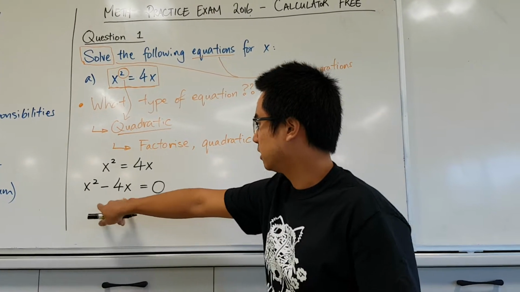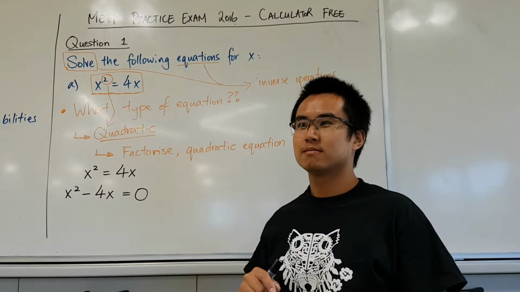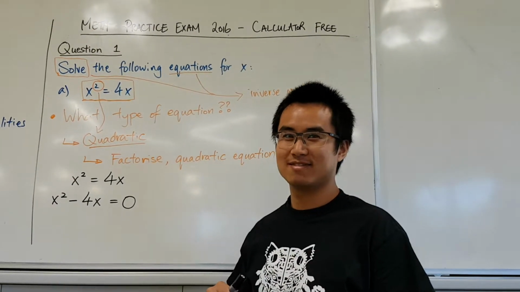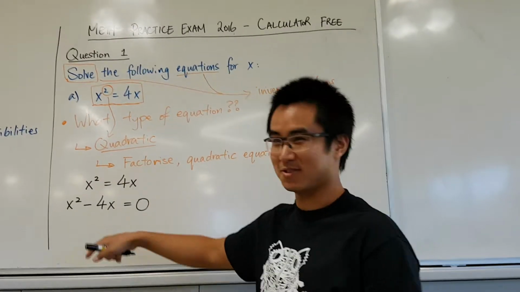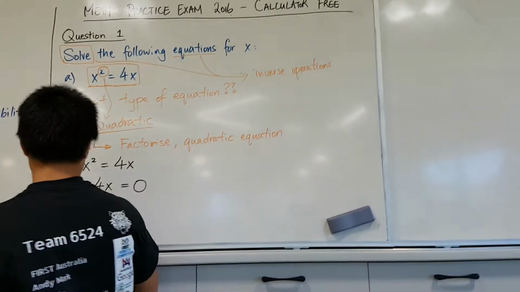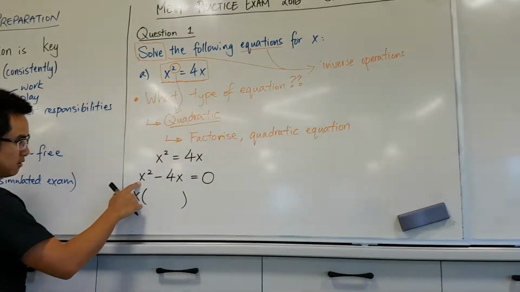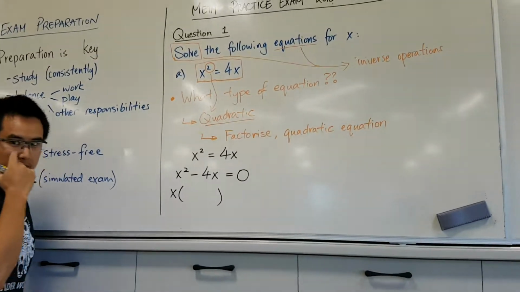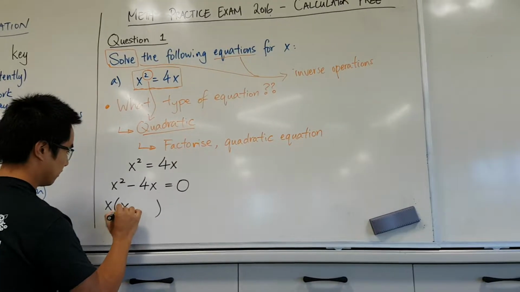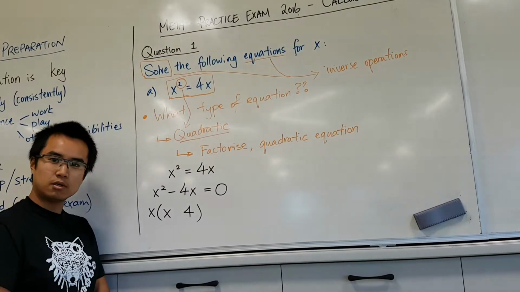And what would the common factor be out of x squared and 4x? One term is x squared, one term is negative 4x. What's the common factor? X. And if I take out the common factor of x, what do I get left with out of the first term? X. And what do I get left with out of the second term? 4. And what's the sign of that 4?